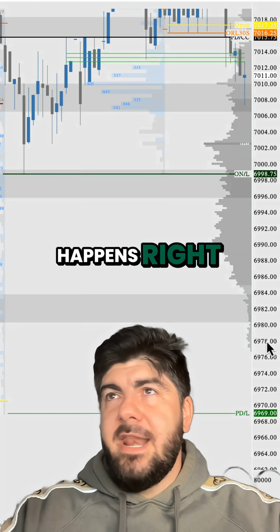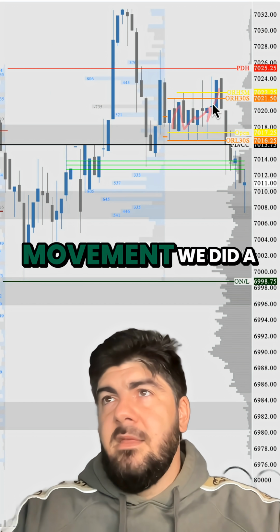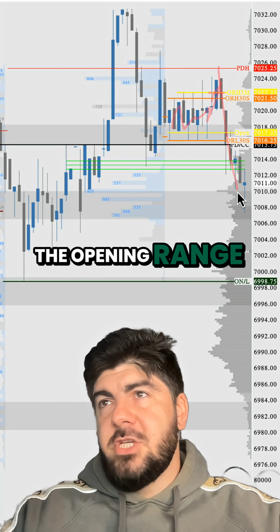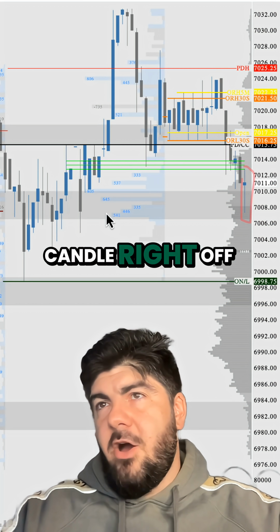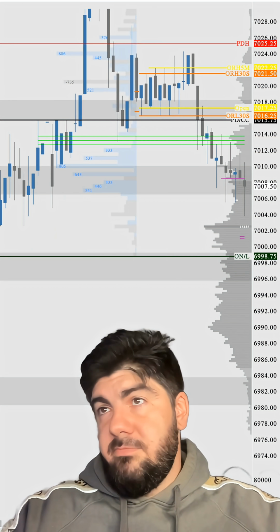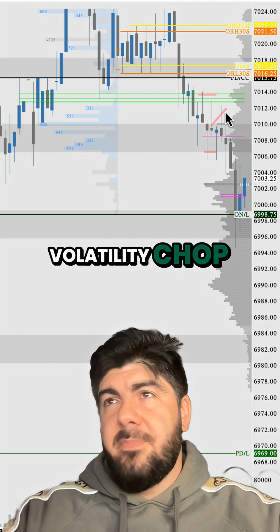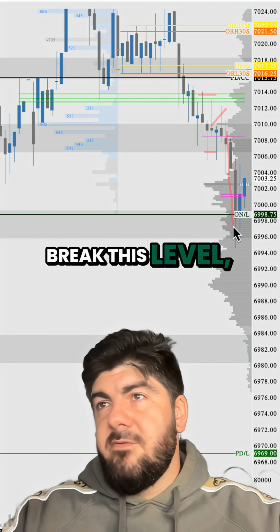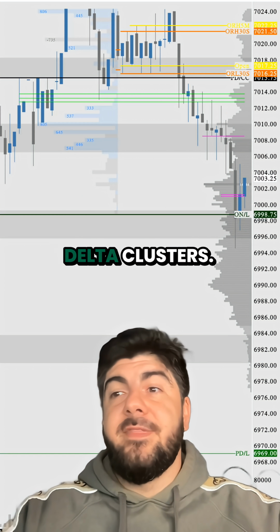What happens right after the open, you could see that price had a little bit of rotational movement. We did a head fake above the opening range and we drive down and put an indecision doji candle right off of the first level. So it's a good sign it's starting to work, or that it'll find support. It does temporarily. You could see some high volatility chop here. Then when it does break this level, it stops where? Right at the exact zone that we drew based on delta clusters.